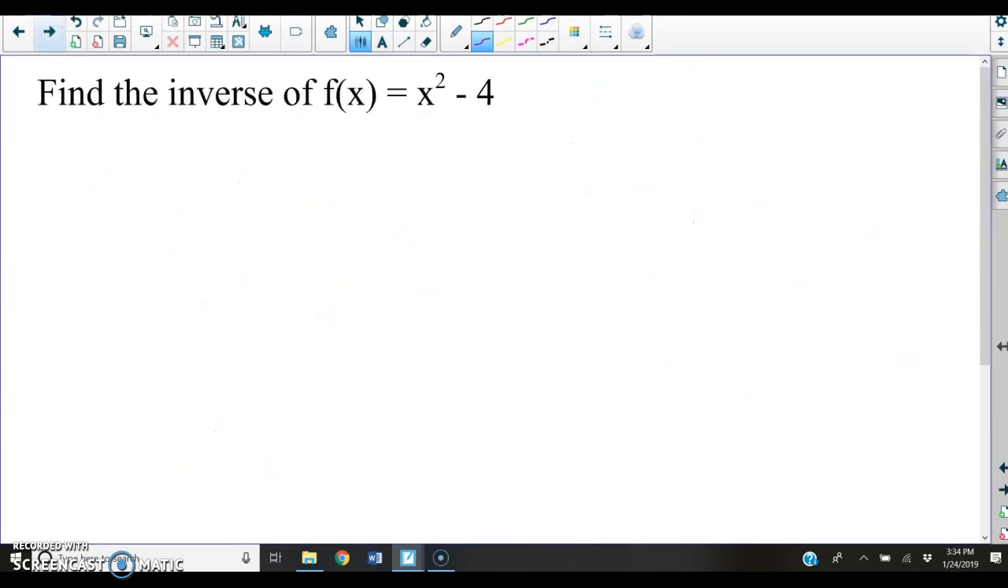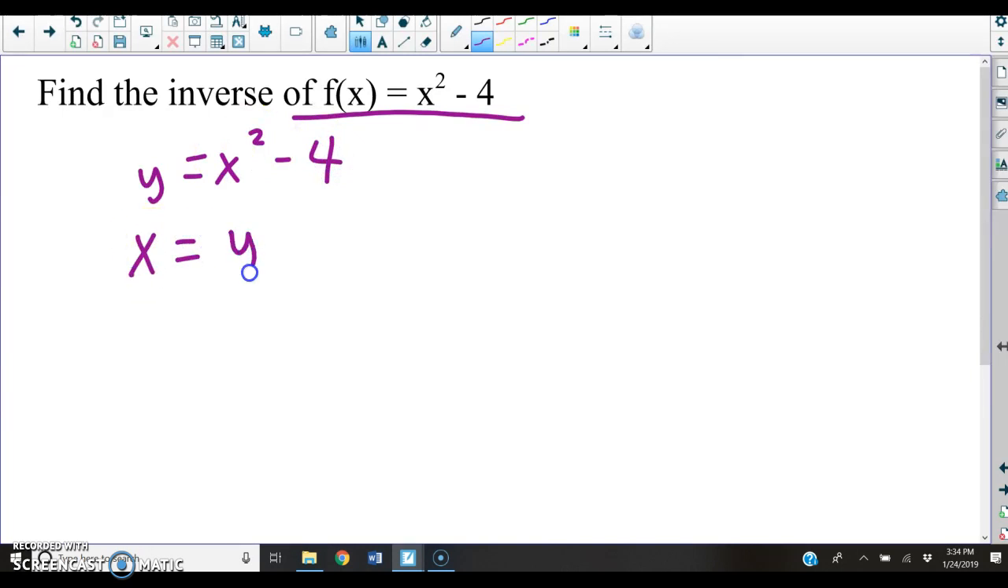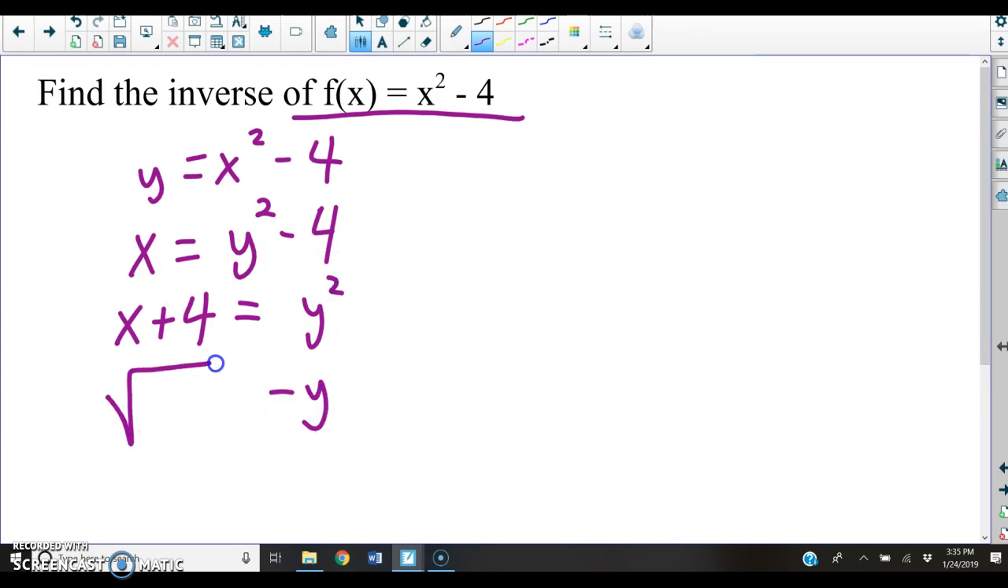Okay. I want to find the inverse of this function. So I'm going to start with y equals x squared minus 4. That's my original. So then I'm going to switch my x and y, like the directions, and solve for y. So I will add 4 to both sides: x plus 4 equals y squared. So y will equal the square root of x plus 4.